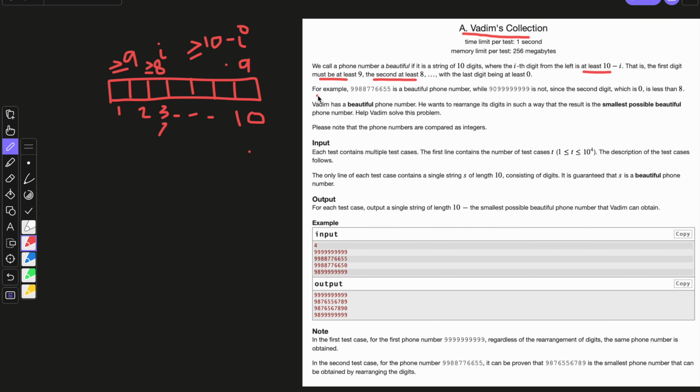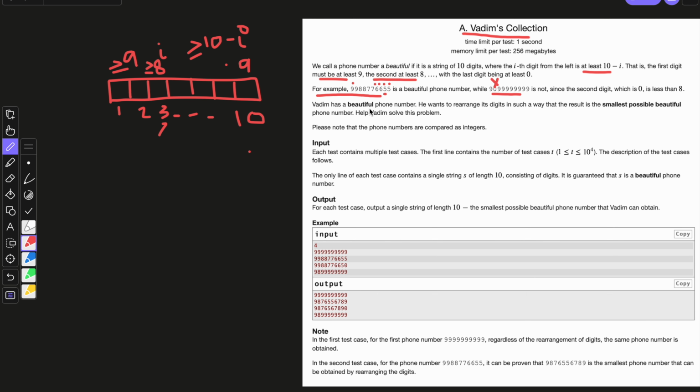Here is an example also given: 9988776655 is a beautiful phone number because here the number should be at least 1, here at least 2, 3, 4 and so on. So that is a beautiful number, while this is not, because the number must be greater at position 8, and it is not, so this is not a beautiful number.